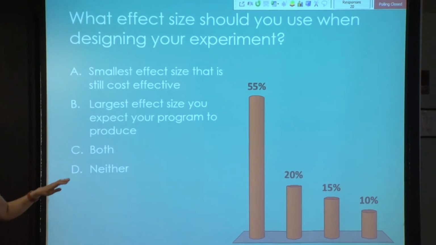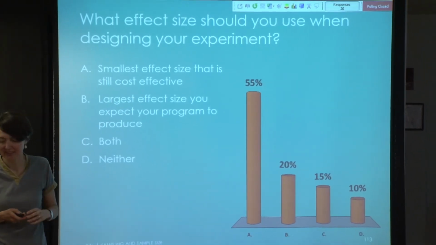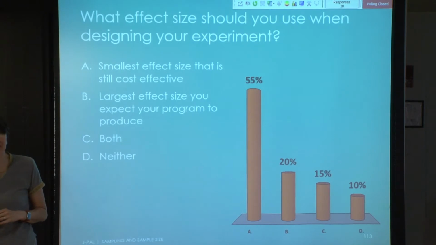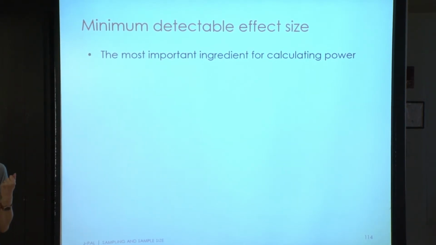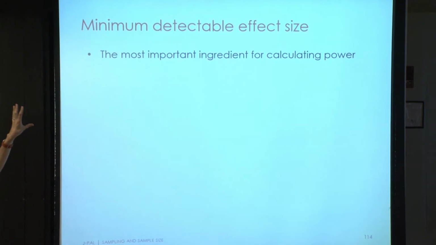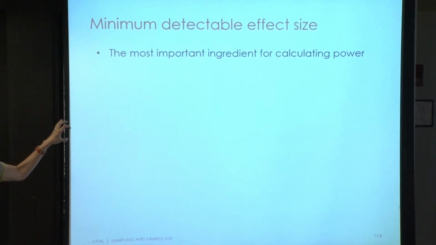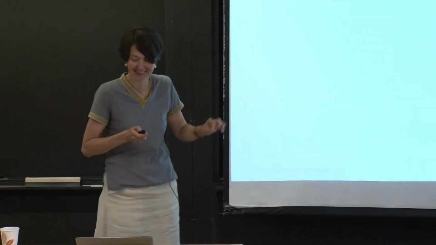So I'm going to argue that it's the smallest effect size that can still be cost effective that is particularly important. Let me explain why. What is this minimum detectable effect size? I've been talking about it all the way through, but this is really the critical design question. If you look at the formula, it has the biggest effect on the sample size when you're calculating your power. Everything else was a square root and this wasn't. So it has a really big effect.